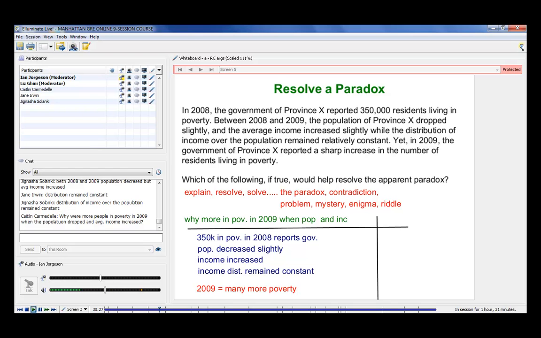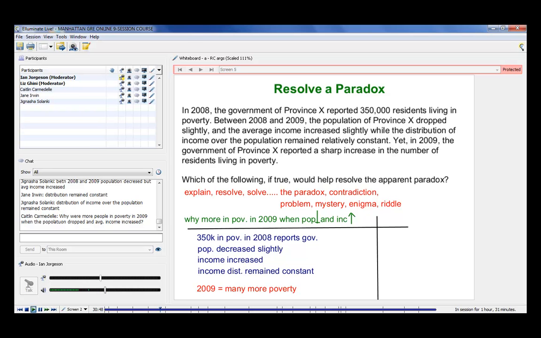Yeah, Caitlin, I think I agree with you. I think that's a really good way to put it. So why were there more people in poverty when the population decreased and income increased, and by the way, distribution stayed the same, right? And so these are the notes that I might take when I'm looking at this problem.